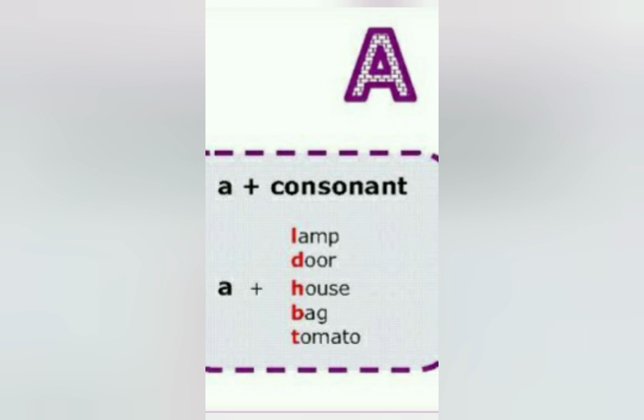Let's look at a few examples. First word is lamp, starting with l. L is a consonant sound. Then comes door, starting with d, a consonant sound. House, h. Bag, b. Tomato, t. All these words are starting with consonant sounds, so we have used a in front of them.